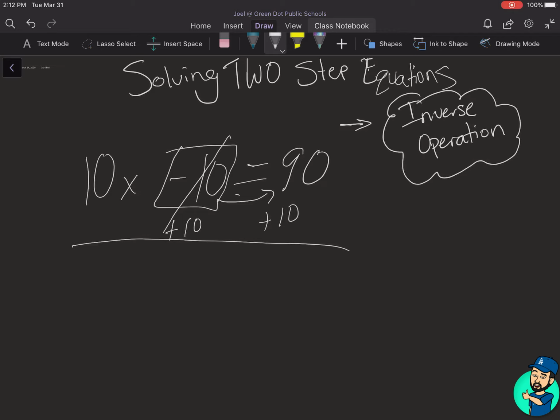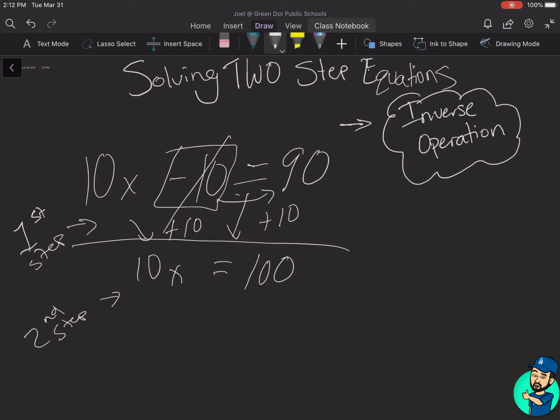This cancels out. I bring down the 10x. I bring down the equal sign. And 90 plus 10 is 100. So this is our first step right here. We're adding 10.